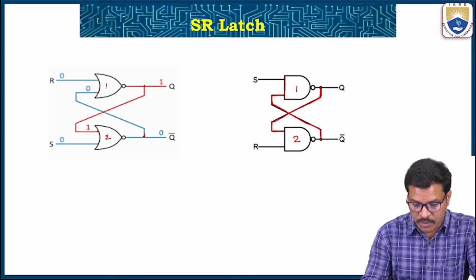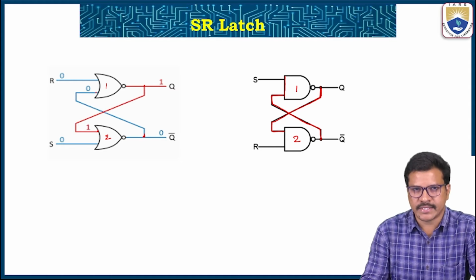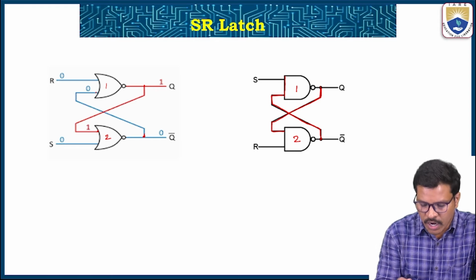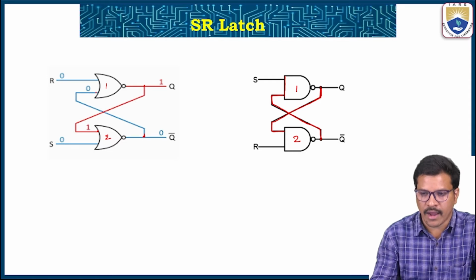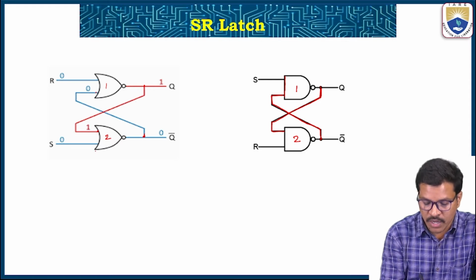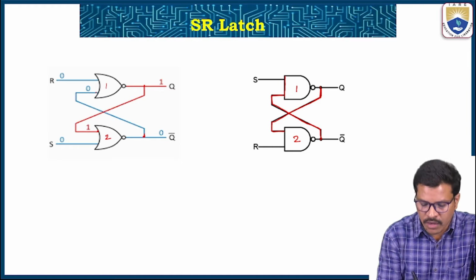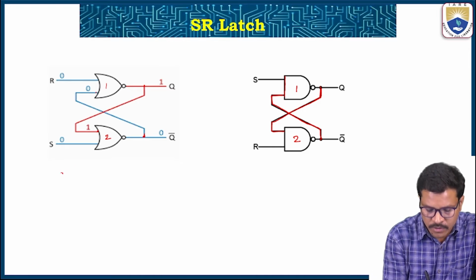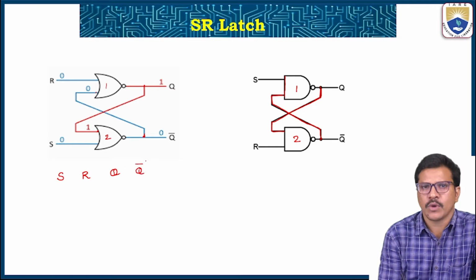Let us see the simple operation of the SR latch by considering the primary inputs S and R. In order to understand this SR latch, we can take the truth table and the characteristic table. If you see the truth table, that means what are the inputs and what are the outputs. So here we can take the S input and R input, and Q and Q bar.